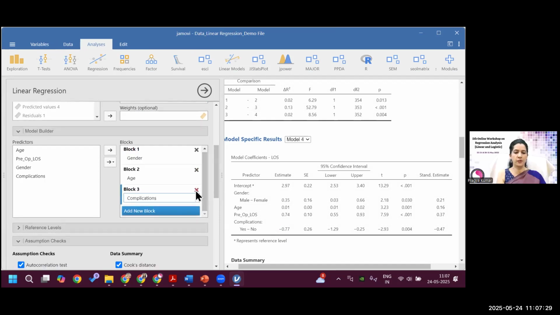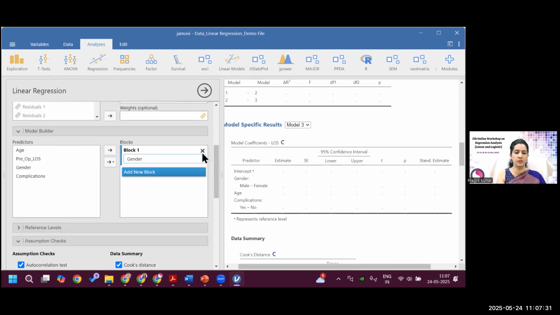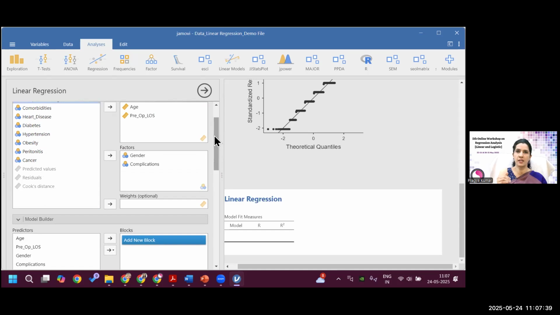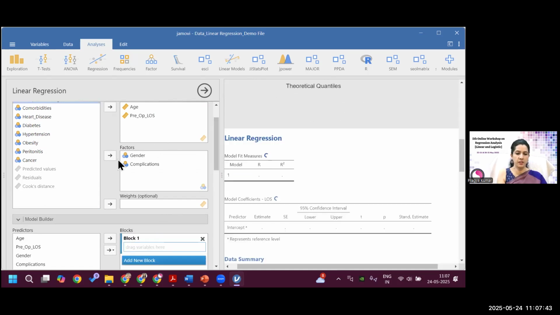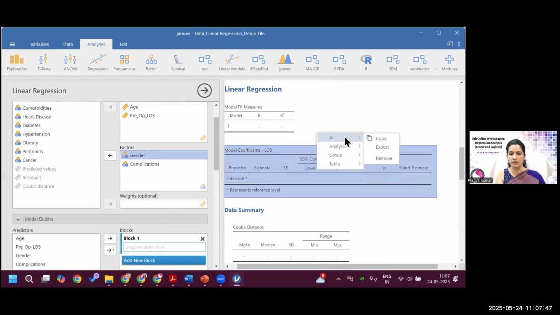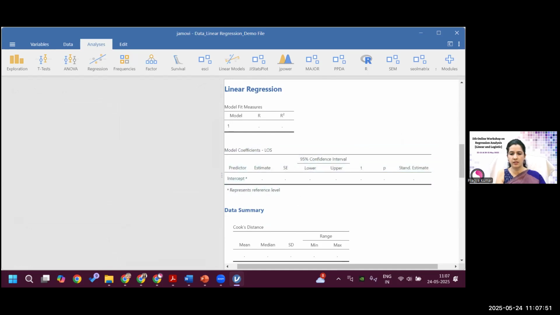Okay. So what you can do, here you are making so many models one by one. This is known as the forward way of doing the linear regression, means you are entering variables one by one. But let's say you don't want to enter the variables one by one. I'll delete all these analyses. So I'll go to all and then I'll remove.